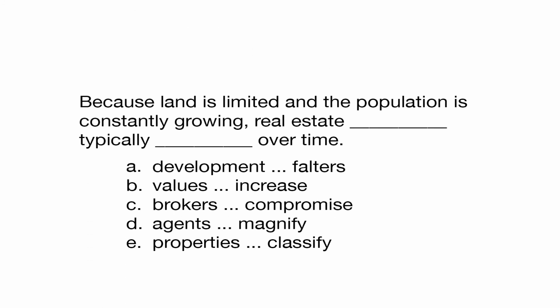Because land is limited and the population is constantly growing, real estate blank typically blank over time. Is the answer A, development and falters, B, values and increase, C, brokers and compromise, D, agents and magnify, or E, properties and classify? The answer is B, values and increase.